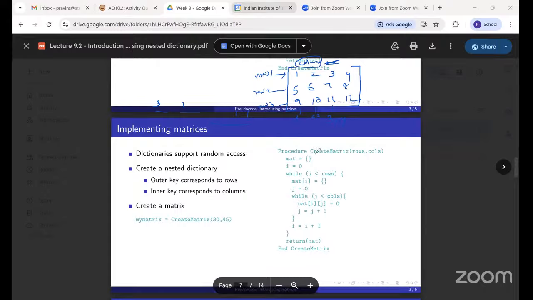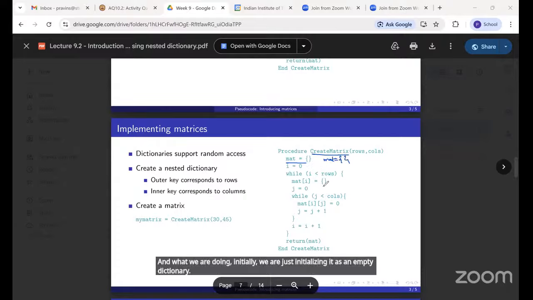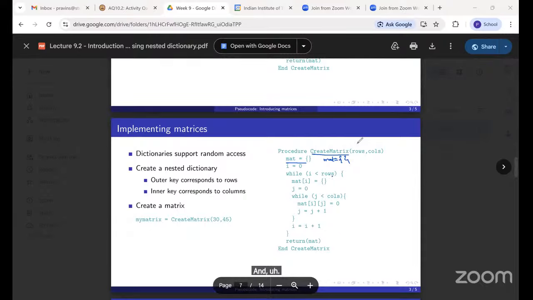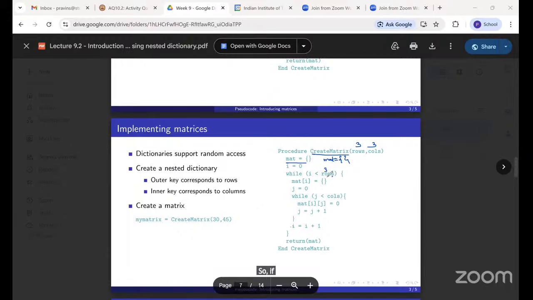So in order to create a matrices, we are defining the procedure create matrix. Initially, we are just initializing it as an empty dictionary. And while i is less than 3, let's take a 3 by 3 matrix, rows as 3 and columns as 3. So if i is less than 3, which is my rows, I'm creating another matrix inside my dictionary. The matrix of i, where i is nothing but 0. So the matrix of 0 will create another dictionary.